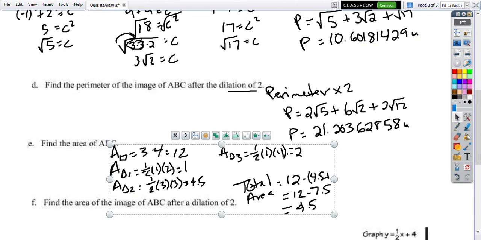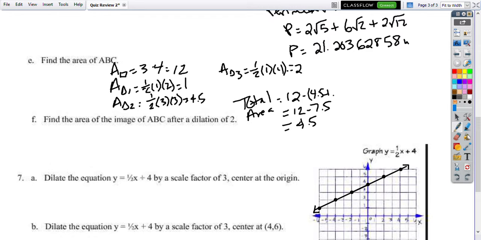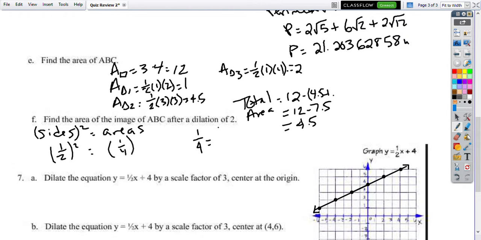All right, and then if we do the area with a dilation of 2, remember that the ratio of the sides squared is equal to the ratio of the areas. So if the sides are 1 to 2, then that's going to equal 1 to 4 for the ratio of the areas. So essentially it's a multiplication factor of 4. So 1 over 4 is equal to 4.5 over something, and when you cross multiply, you're going to get 18. So the area of triangle ABC after a dilation of 2 is 18.